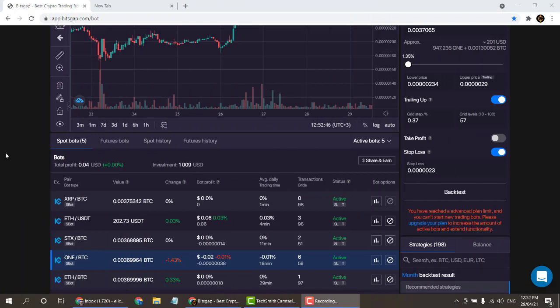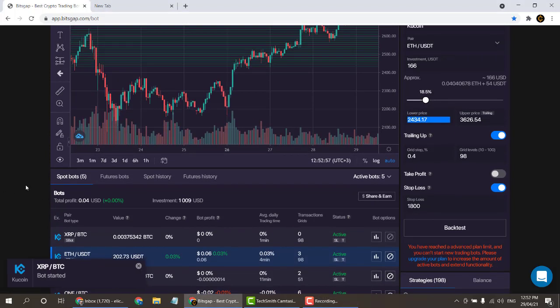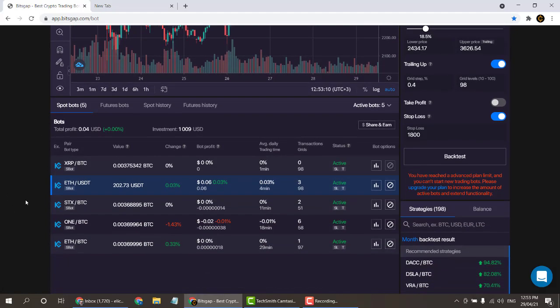Okay, so I've now got 5 grid bots set up. Most of them are a certain strong cryptocurrency against Bitcoin. I did set up one Ethereum against the USDT because I found out that there's a lot of volatility there, and so there should be some good profits there. Now, all these grid bots were started within the last half hour.